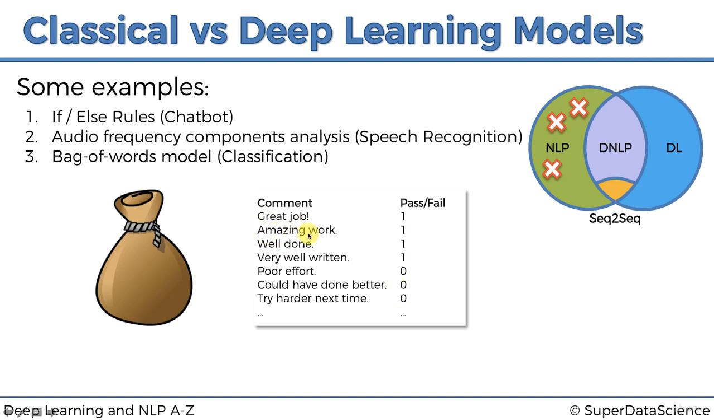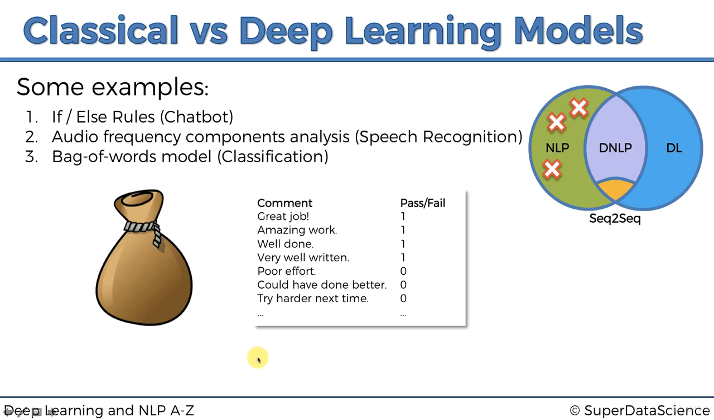And so in this case, amazing would be most likely associated with positive. You don't often see amazing when the sentiment is negative, when the person was trying to say something like the work wasn't well done. Well would be associated with 1. The word work could be associated with both. But then these other words would be mostly associated with pass. Words like poor or harder or could have, maybe would be associated with zeros. And so then it'll remember that, it'll keep these words in a bag.